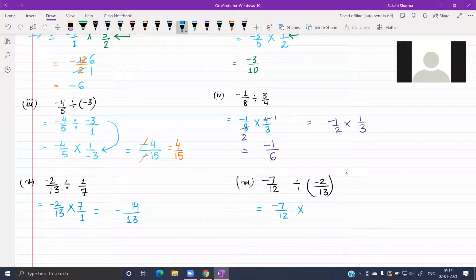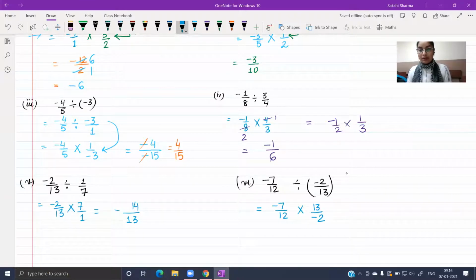All right. Okay. So this becomes 13 by minus 2. No cutting going on. Please do not cancel 2 and 12. They are in the denominators. You cannot cancel denominator with denominator. You can cancel this minus with minus though. आप ये minus को minus से cancel कर सकते हो.